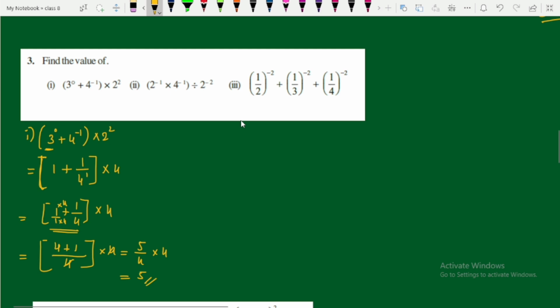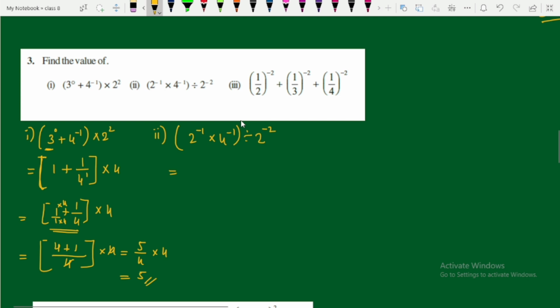Yes, in the same way we can do question number 2 here. Question number 2, same kind of question, right? So bracket 2 raised to minus 1 into 4 raised to minus 1, divided by 2 raised to minus 2. Yes, how can we simplify this one again?